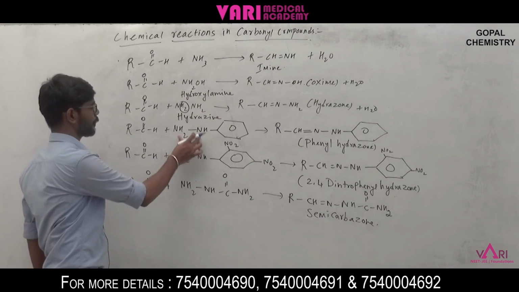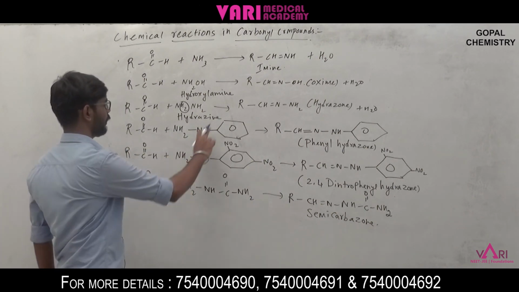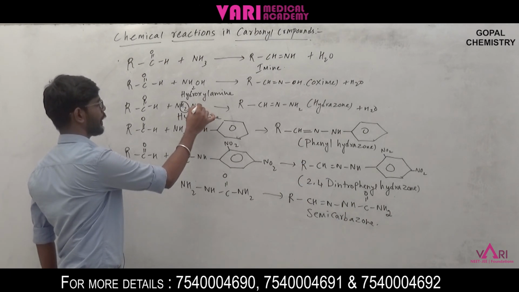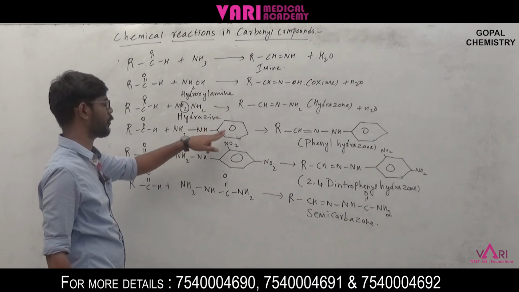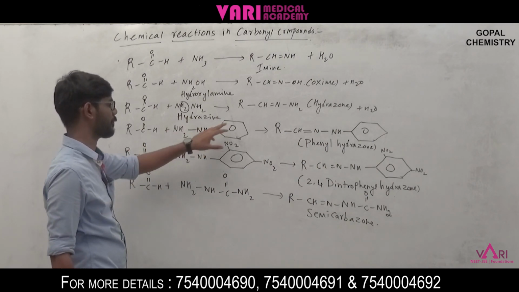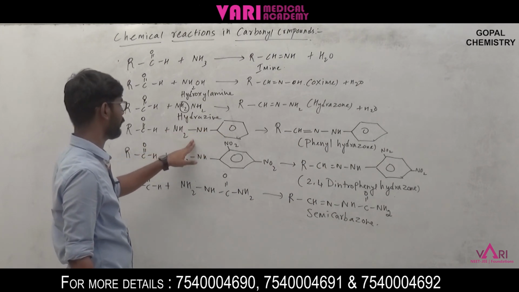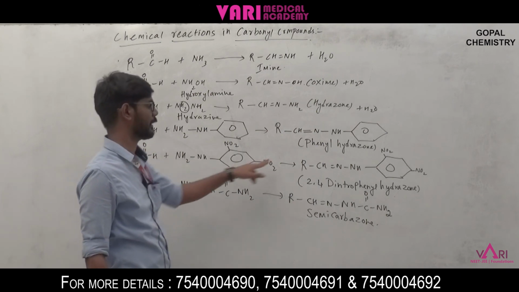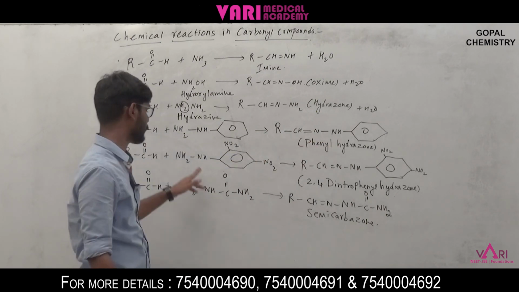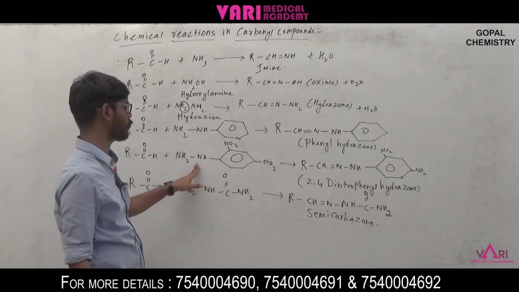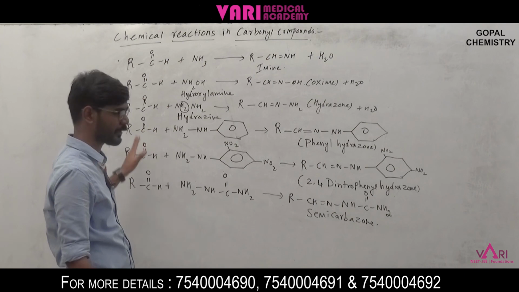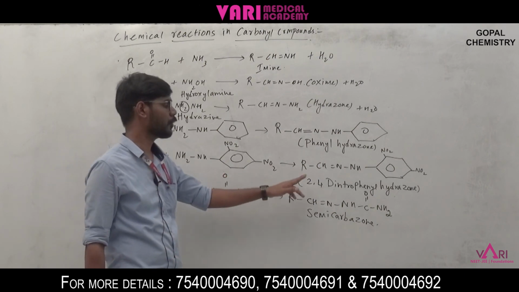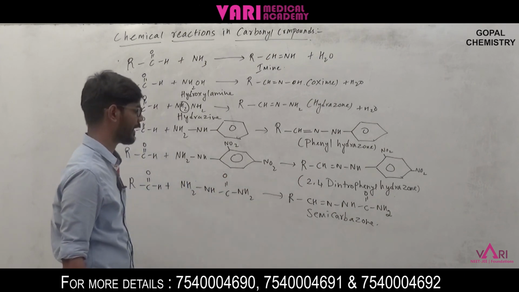Next, this one is phenyl hydrazine. There are 2 hydrogens here, right? Instead of one hydrogen, we are putting a phenyl group, so this one is named phenyl hydrazine. When it reacts with a carbonyl compound, it will give phenyl hydrazone. And the next one is 2,4-dinitrophenyl hydrazine reacting with aldehydes or ketones. In general, carbonyl compounds will give 2,4-dinitrophenyl hydrazone.